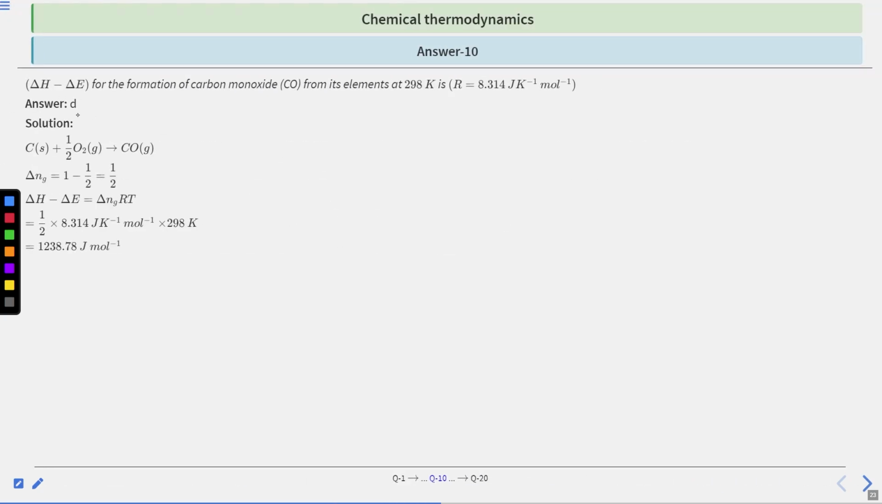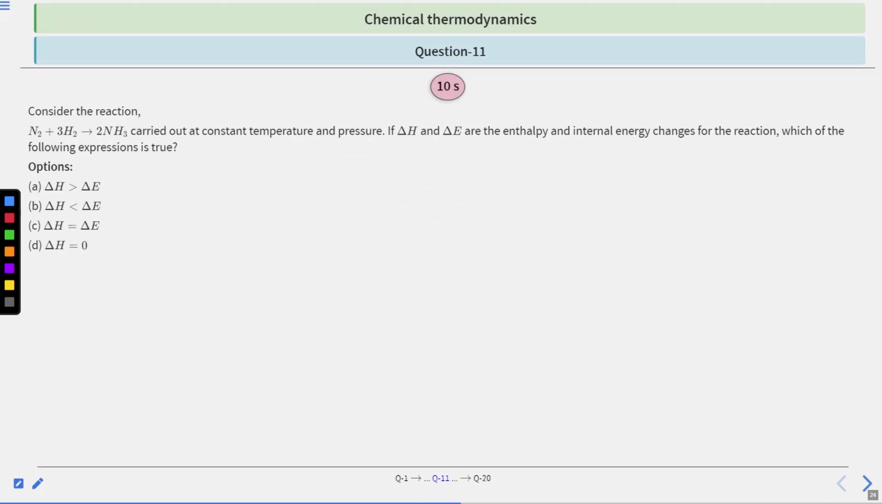Okay, so the correct answer is option D. Since carbon and half of O2 molecule form CO, that is carbon monoxide, the change in the number of moles of reactants to product is half. So del H minus del E will be equal to del Ng RT. On putting the values, del Ng is half, R is 8.314 and T is 298 Kelvin. We are getting del H minus del E as 1238.78 joule mole inverse. Hence option D is the correct answer.